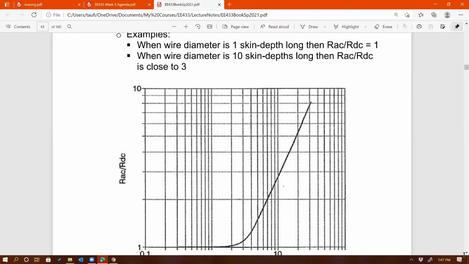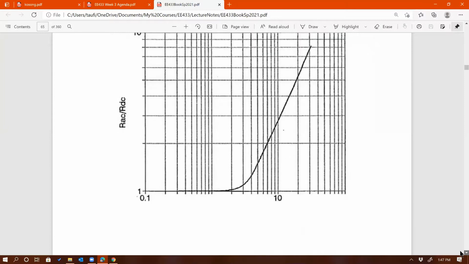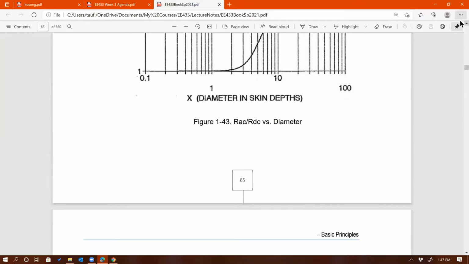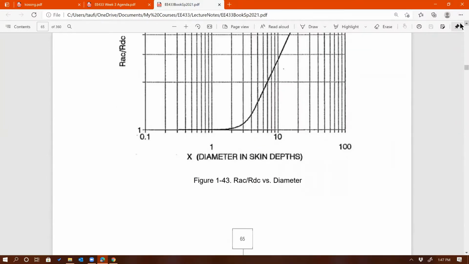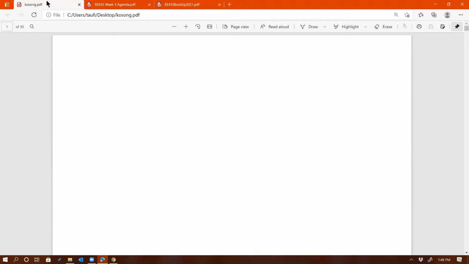And so the suggestion was that if you are selecting the wire size for a given operating frequency, you want to make sure that the radius of the wire that you choose should be less than the skin depth. Because if that's the case, then you're practically covering the entire cross-sectional area of the wire.